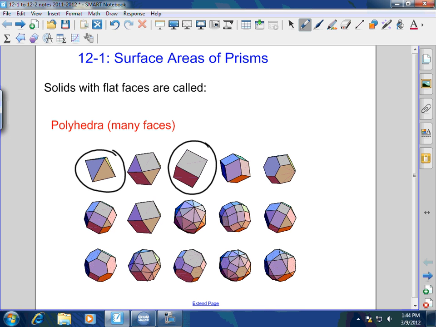Not all of them are prisms. Not all of them are pyramids. But they're all polyhedras. They're solids with flat faces. So all of these are polyhedras. Just wanted to give you an example of what you're looking at.